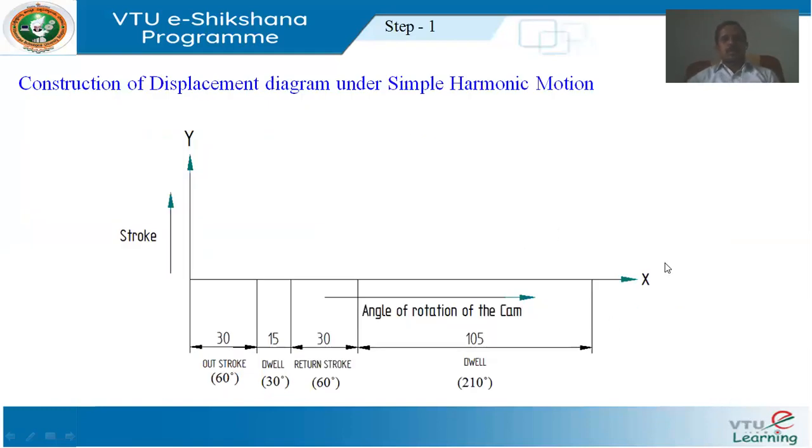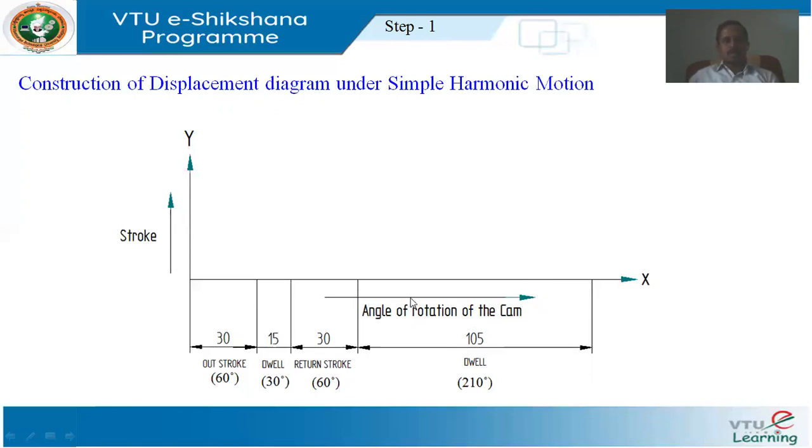Now, let me see how to construct the displacement diagram under simple harmonic motion step by step. Step 1. First, we need to draw a line along the x-axis. The dimensions along the x-axis represent the angle of rotation of the cam. Along the y-axis, the stroke of the follower.